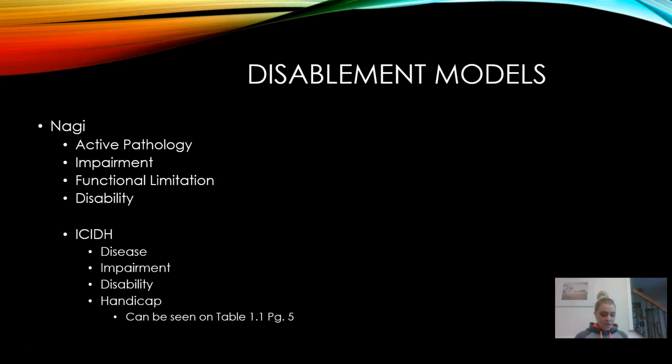So I know you guys have gone over the disablement model, and I know this because I'm just talking about it in the procedures class as well. But the original model that we followed was Nagi's model, where we had the active pathology, impairment, functional limitation, and then disability.